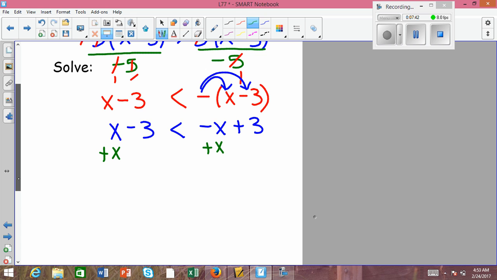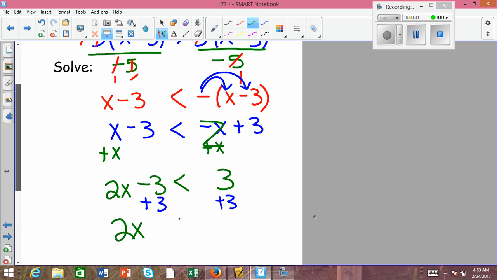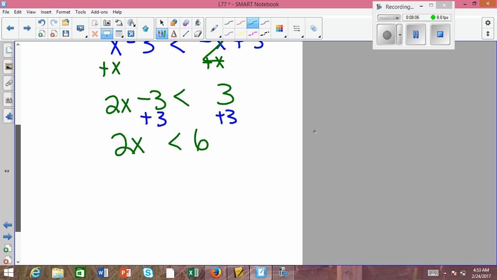When we add x to both sides, those will zero out on the right. Negative x plus x is 0. x plus x is 2x. We'll rewrite our inequality with 3 left on the right side. After we do that, we are going to add 3 to both sides. When we add 3 to both sides, we end up with 2x is less than 6. And your last step is to divide by 2, because x is being multiplied by 2. Your 2s will cancel. x is less than 3.